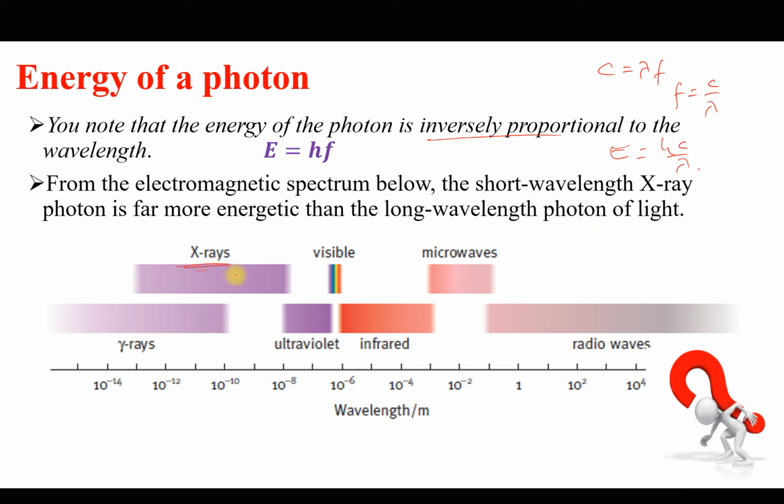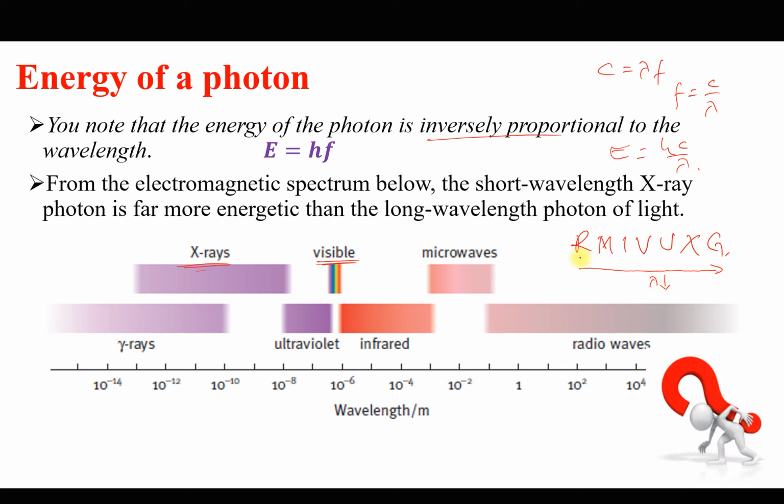X-rays have a shorter wavelength, and visible light has a longer wavelength than X-rays. Remember, from the electromagnetic spectrum, Reed's mother is visiting Uncle Xavier's garden. Moving from radio waves to gamma rays, the wavelength is decreasing. In other words, radio waves have the longest wavelength and gamma rays have the shortest wavelength. So gamma rays will have the highest energy because energy is inversely proportional to wavelength. Radio waves have the smallest energy.